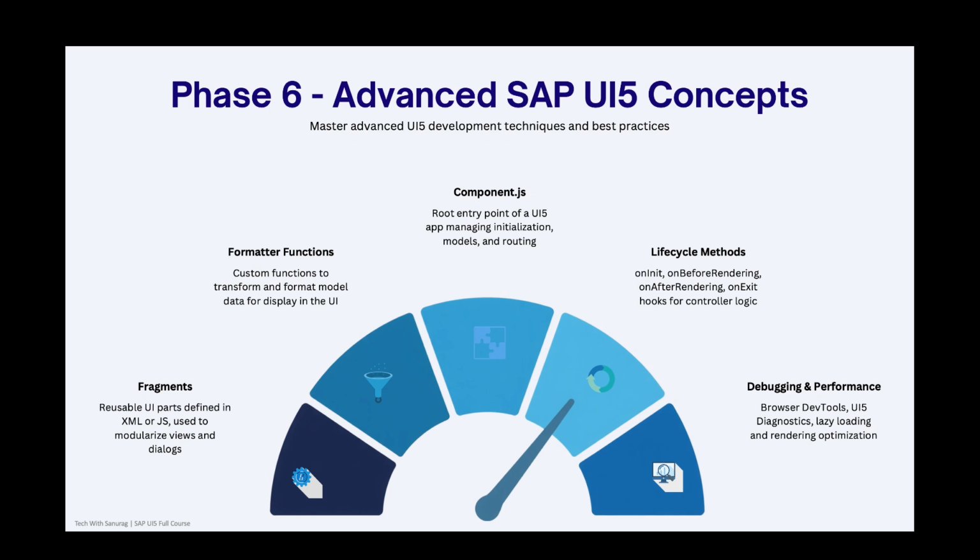Now, once you have mastered the core concepts, it's time to move towards professional level development. In this phase, we will learn fragments, formatter functions, Component.js, lifecycle methods, debugging techniques, performance optimization, and custom controllers as well. These are the topics that separate beginner developers from experienced developers. At this stage, your focus should not be just making applications work. Your focus should be creating applications that are scalable, maintainable, and production ready.